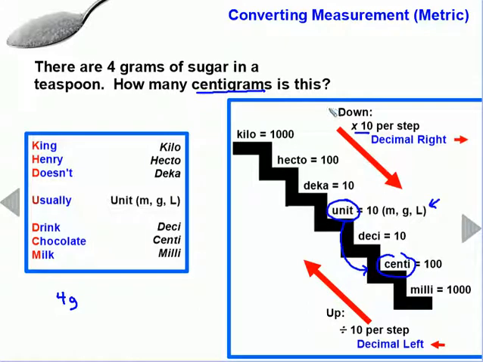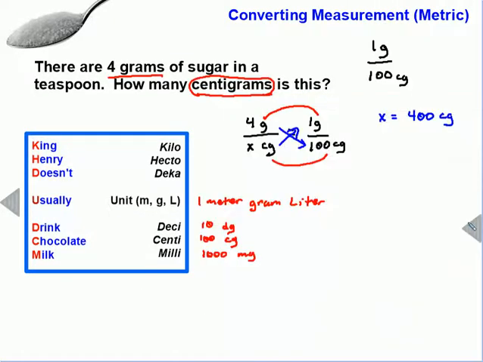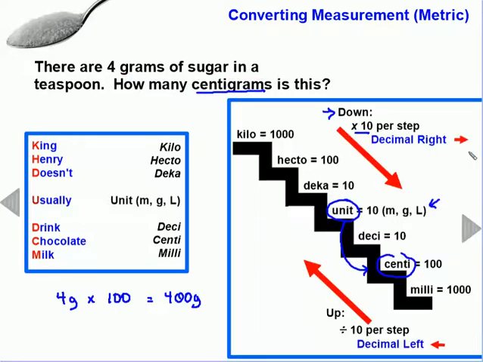So that means if we're going down the ladder, we're going to multiply by 10 for every step. So we're taking 2 steps down to get to the centigrams. That means we're going to multiply by 10 twice. And of course, 10 twice is just 100. 4 grams times 100 is going to be equal to 400 grams. And you remember that's exactly what we got right here. I should say centigrams, by the way, not grams.